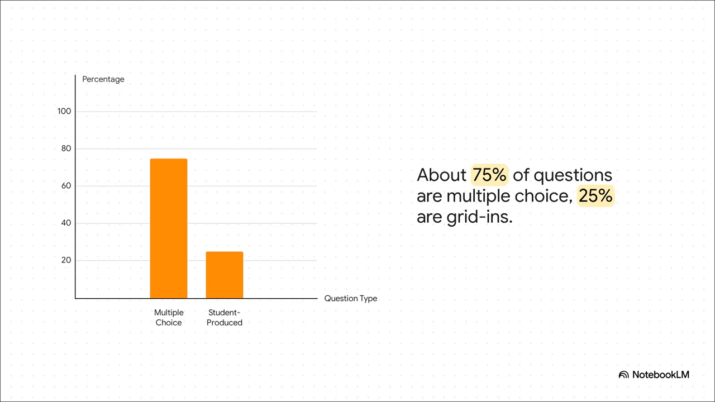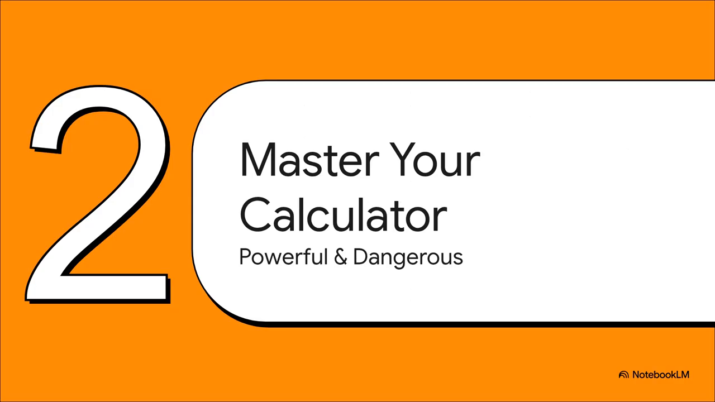All right, what about the question format? Most of it, about 75%, is going to look familiar, just your standard multiple choice. But that other 25%, those are what are called student-produced responses, or grid-ins. And for these, there's no safety net, no list of options to pick from. You are totally on your own here. You have to calculate the answer and type it in yourself, which means there's absolutely no room for a lucky guess.